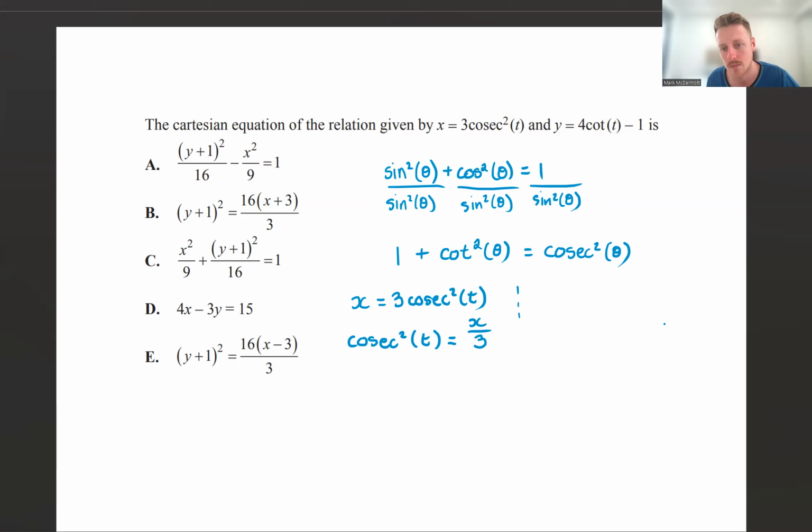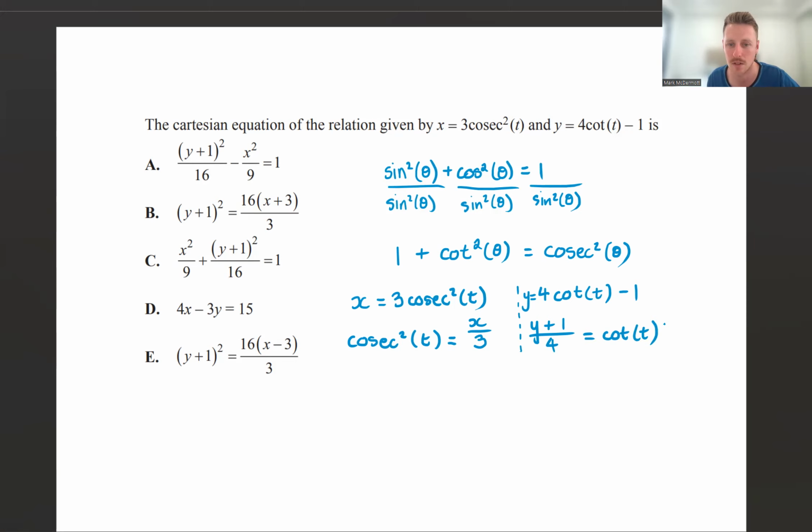The other one originally says y equals 4 cot of t minus 1. If we rearrange that for cot of t, we add 1 to the left and then divide by 4. So it's going to be y plus 1 on 4 equals cotangent of t.